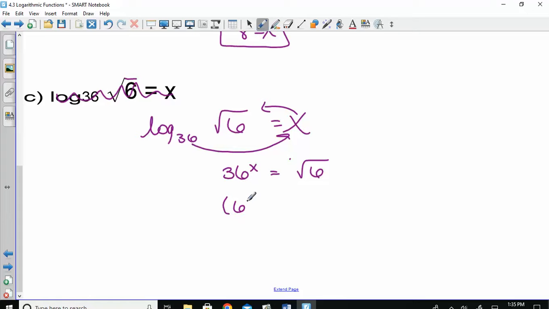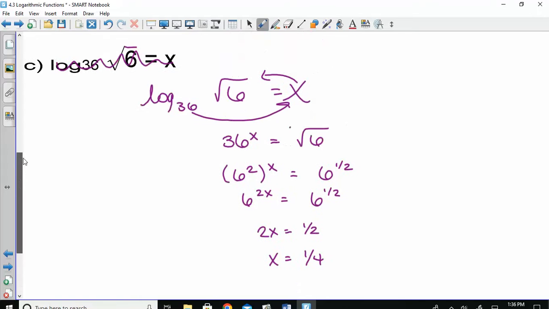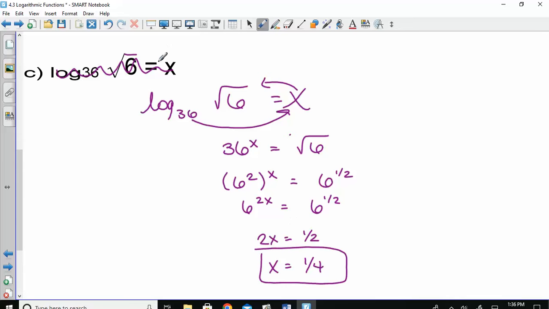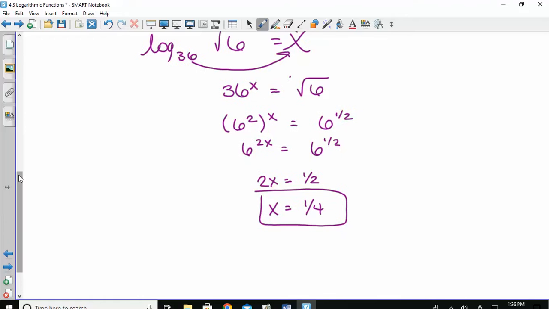36 is 6 to the 2nd. Square root of 6, that's 6 to the 1/2. This is like those exponential equations we were solving last week. So 6 to the 2x equals 6 to the 1/2. So that means if the base is the same, the exponents have to be equal. Divide by 2, and we get 1/4. Okay, quick check, 1/4 is fine. The x, what it's equal to, can equal anything, so we didn't have to worry about it here.